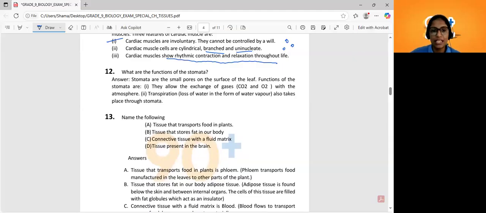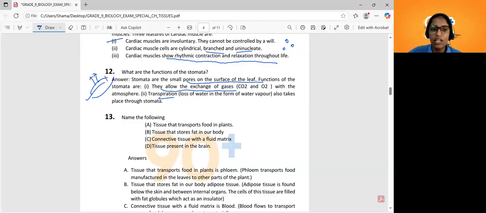The 12th question is, what are the functions of stomata? So what is stomata? We know that it is seen in the leaf and helps in the exchange of gases and all. So stomata are small pores that are seen on the surface of the leaf, and the function of stomata is allowing the exchange of gases like carbon dioxide and oxygen with the atmosphere, and they also help in transpiration. Transpiration means the loss of water in the form of vapor from the aerial parts of the leaves. Okay, so from the aerial parts of the leaves or plant, if water is lost in the form of vapor, we call it transpiration.